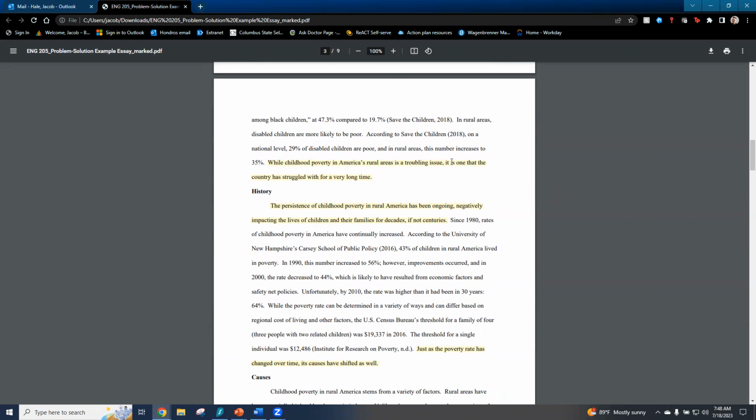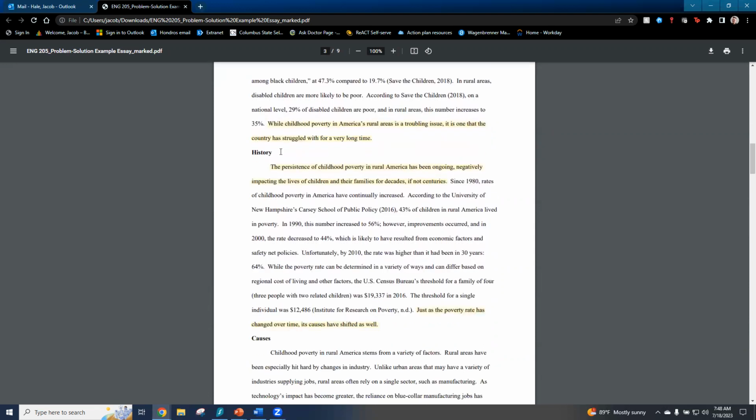So notice there that they say a very long time, and they don't mention the word history, but that kind of gives me a hint that we're about to look at the history of this problem. And then if I look at the next section heading, oh, I was right, we are going to talk about history. So this concluding sentence brought a sense of closure to the body paragraph, and it also hinted to the reader what the next topic was going to be. And we continue that pattern from there.